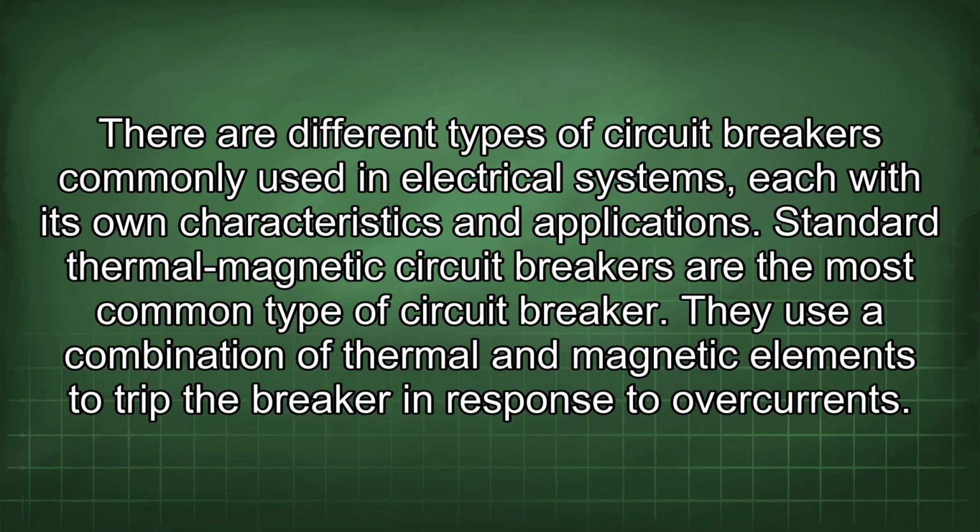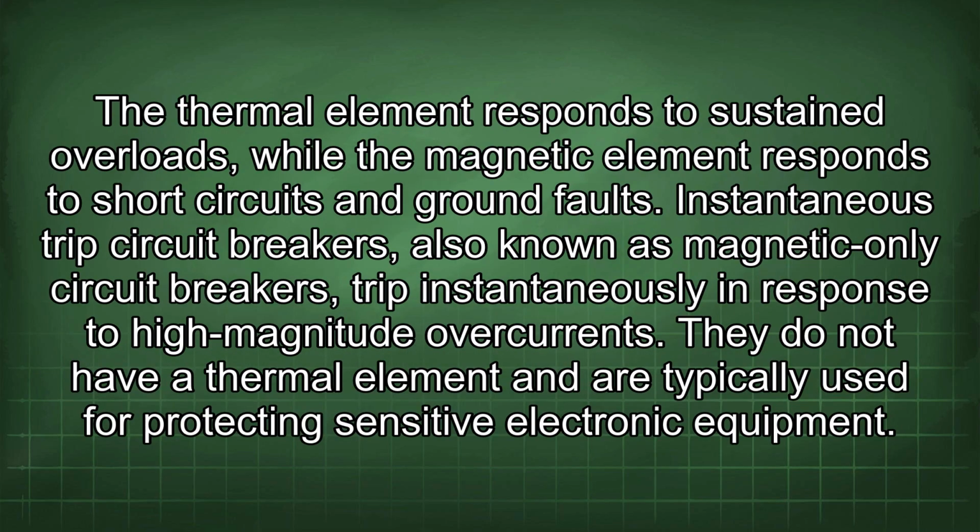There are different types of circuit breakers commonly used in electrical systems, each with its own characteristics and applications. Standard thermal magnetic circuit breakers are the most common type of circuit breaker. They use a combination of thermal and magnetic elements to trip the breaker in response to overcurrents. The thermal element responds to sustained overloads, while the magnetic element responds to short circuits and ground faults. Instantaneous trip circuit breakers, also known as magnetic-only circuit breakers, trip instantaneously in response to high magnitude overcurrents. They do not have a thermal element and are typically used for protecting sensitive electronic equipment.